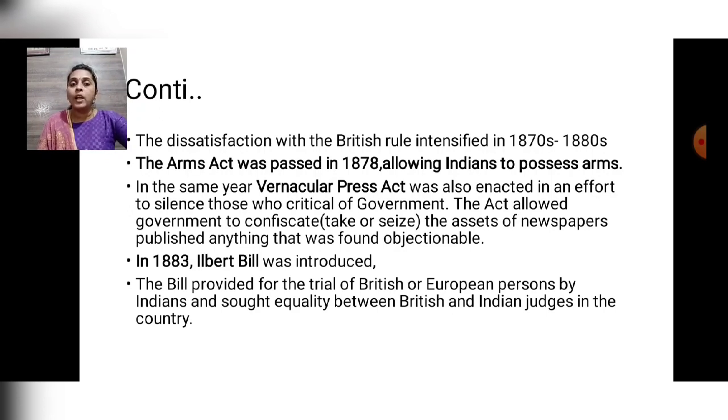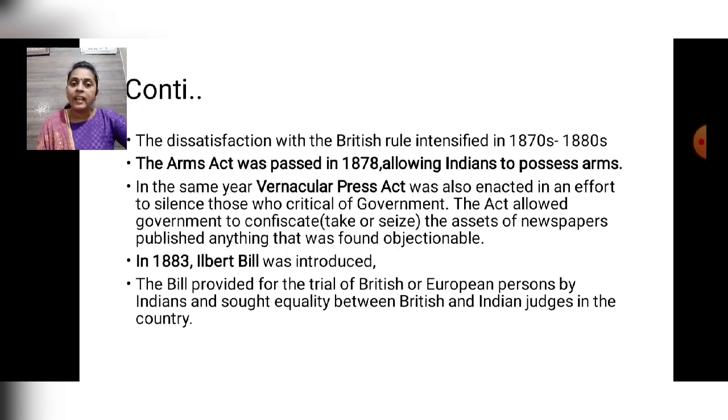In the same year, the Vernacular Press Act was also enacted. It was an effort to silence those who were critical of the government. The act allowed the government to confiscate, which means to seize the assets of newspapers that published anything found objectionable. So the Vernacular Press Act was passed in the year 1878. And the act says that if any newspaper or article published anything critical of the government, then it can be seized by the government, or they can take the assets of that newspaper.